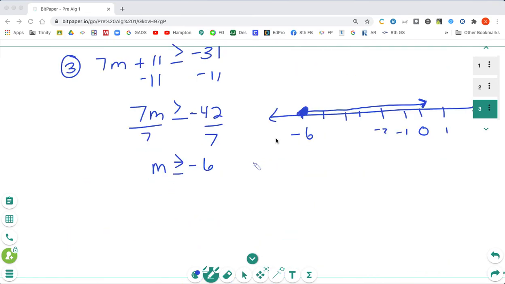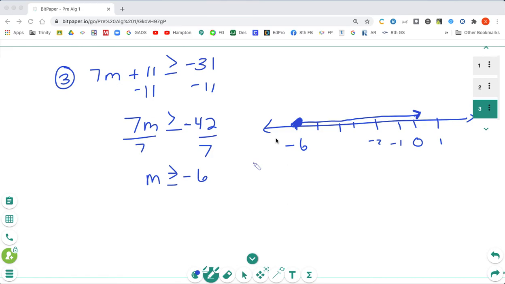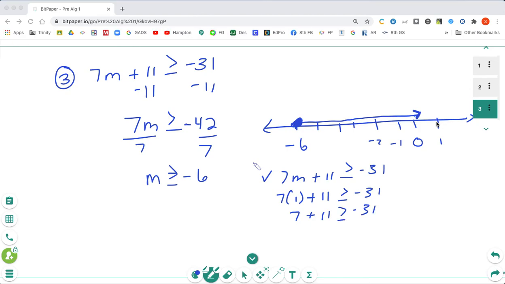So let's go back up, and we also want to check number 3. We can choose any number that we want, so I'm going to go ahead and choose +1. So 7m plus 11 is greater than or equal to -31. So 7 times 1 plus 11 is greater than or equal to -31. 7 plus 11 is greater than or equal to -31. 18 is greater than or equal to -31. So I know that my arrow is going in the right direction.